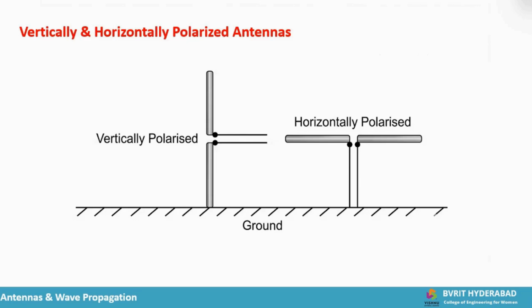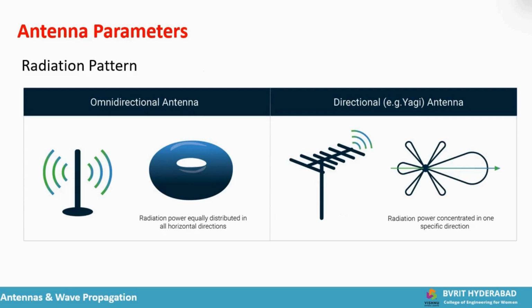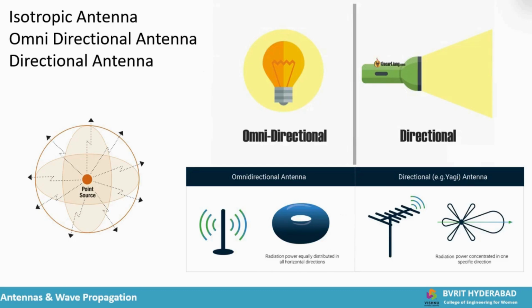Antennas can be vertically or horizontally polarized depending on the orientation of the electric field. Polarization affects communication performance. A radiation pattern shows how antenna power is distributed in different directions. It is one of the most important antenna characteristics. An isotropic antenna radiates power uniformly in all directions, forming a perfect spherical radiation pattern. This isotropic antenna is an ideal reference used to compare the performance and gain of practical antennas.